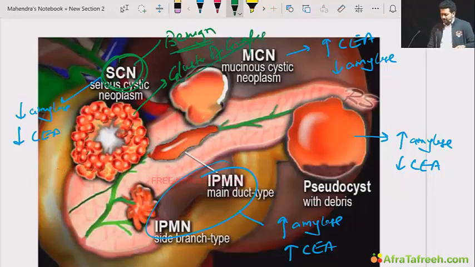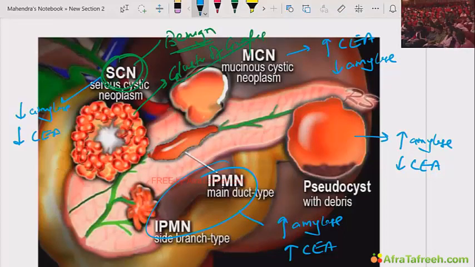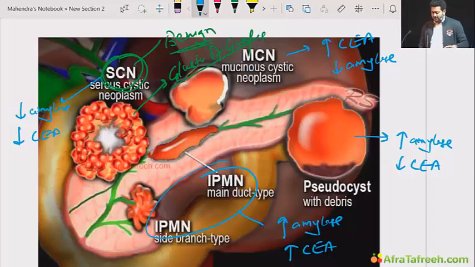Mucinous cystic neoplasm and IPMN. You can remember it like this: if the cyst has mucin, mucinous or intraductal papillary mucinous neoplasm, all these three have risk of malignancy. So with presence of mucin, there is risk of malignancy. No mucin, like in serous cystic, there is no malignancy. So in all these three cases, the malignancy risk is there.